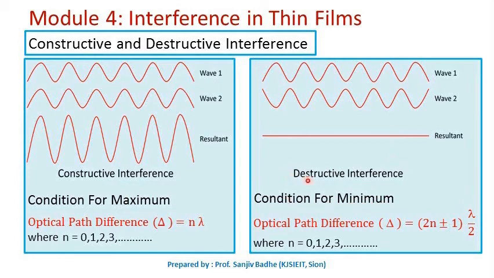The condition for minimum or destructive interference can be written as: optical path difference is equal to an odd integral multiple of lambda by 2, that is, (2n plus or minus 1) lambda by 2. Here n is equal to 0, 1, 2, 3 and so on. So this 2n plus or minus 1 will result in some odd number. So optical path difference being an odd integral multiple of lambda by 2 is the condition for minimum or destructive interference.